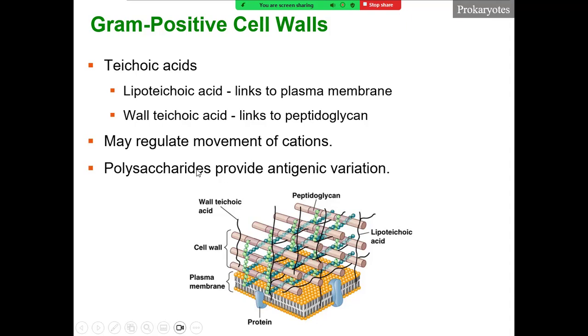And then the polysaccharide of the teichoic acid can help provide antigenic variation between different species of cells, like E. coli. The normal E. coli has the normal polysaccharides on it. I don't know what it is, but E. coli O111 and what is it, H127 or 125, something like that.